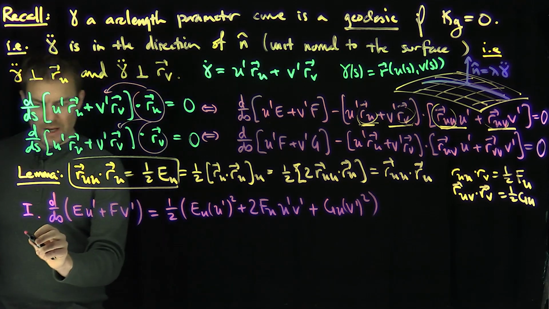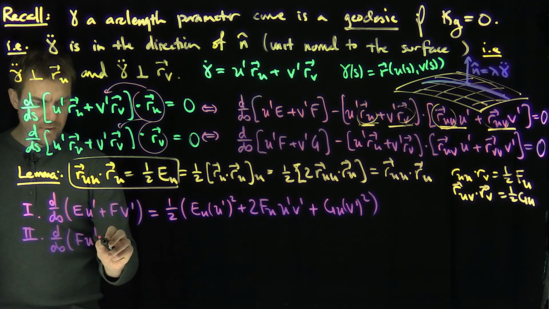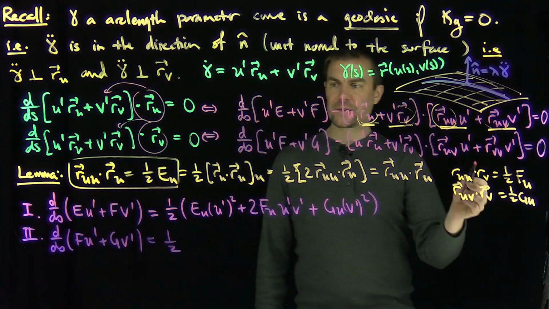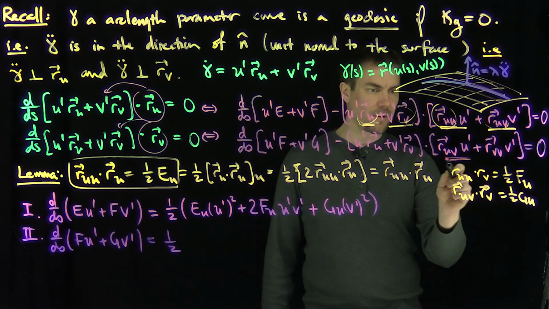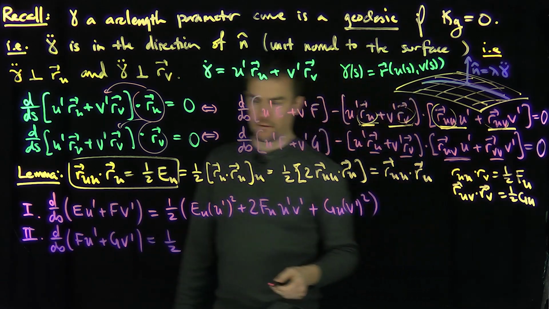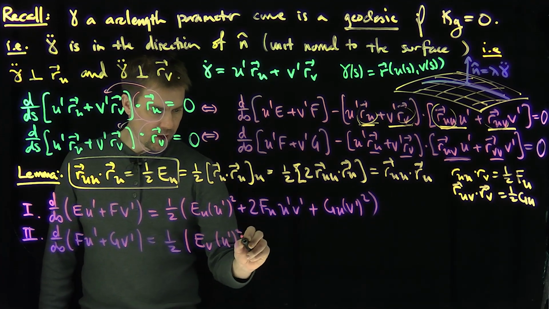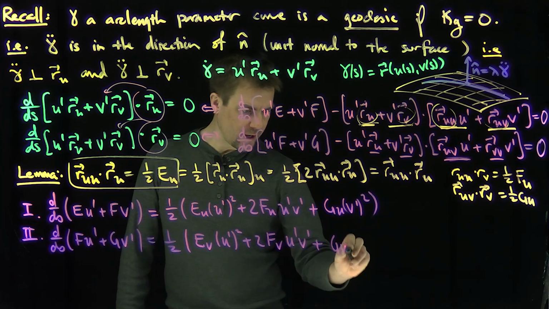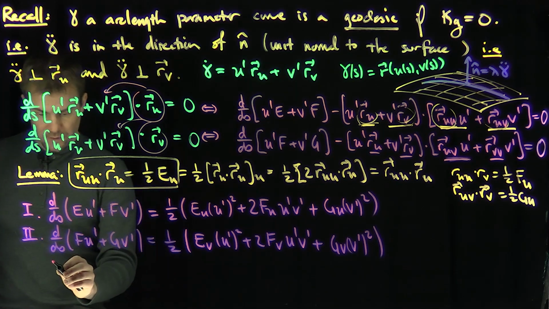Beautiful. By exactly the same reasoning, the second equation, d by ds of F u prime plus G v prime, is equal to 1/2. Now on the second equation we're going to have v derivatives, right? So a v derivative of E, a v derivative of G, and we have 2 v derivatives of F. So we'll have E_v u prime squared, 2 F_v u prime v prime, plus G_v v prime squared. So, beautiful. These are the geodesic equations on a surface.